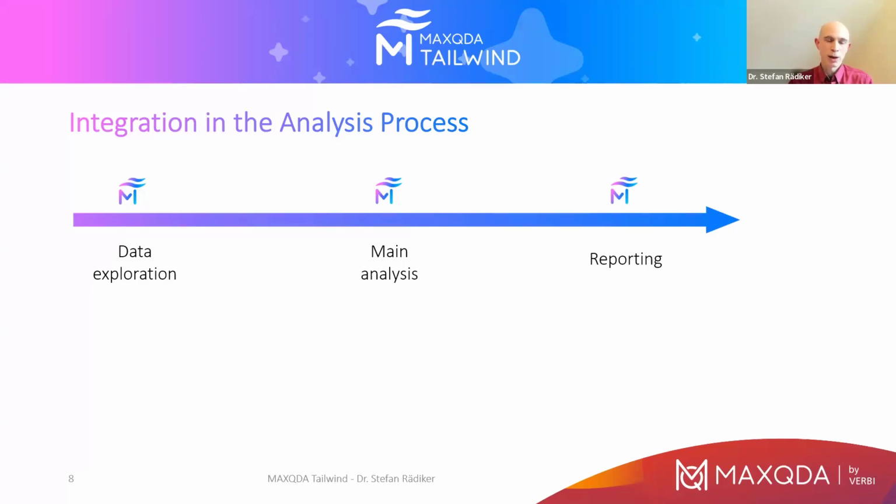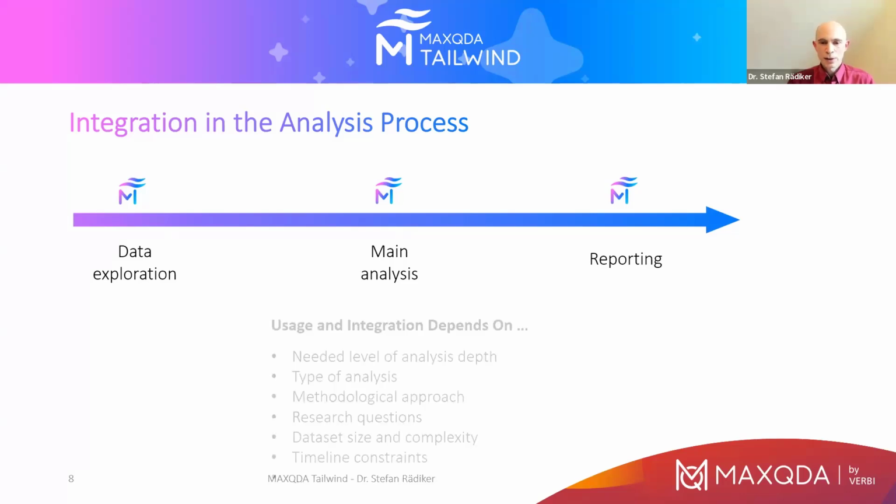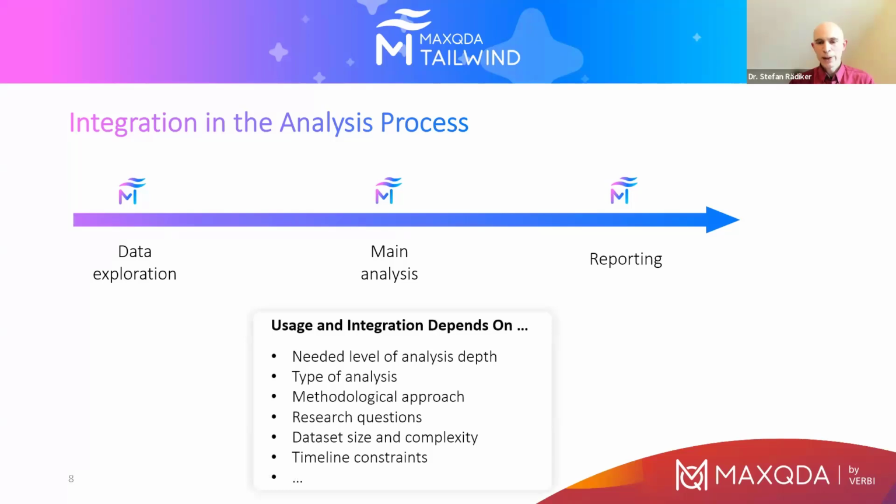For example, sometimes you may only start with your data exploration in MAXQDA Tailwind and then continue in MAXQDA for a more thorough and deeper analysis of, for example, argumentative structures, or for a more latent, more interpretative analysis. I think these are the main factors that influence the way to go with the integration here. So the need of analysis depth, the type of analysis, the methodological approach, and the research questions are connected.